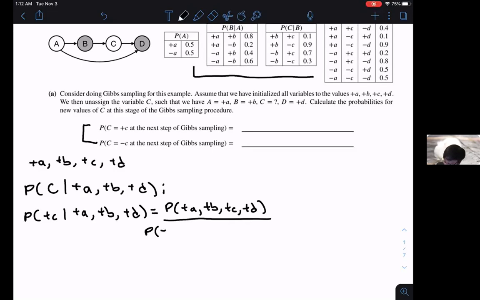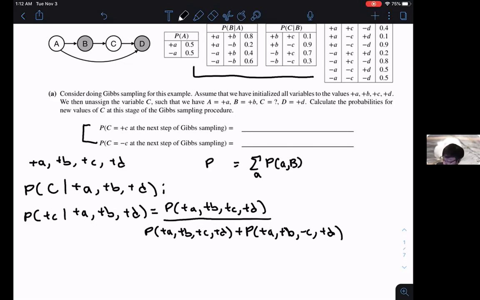The probability of plus a, plus b, plus c, plus d, plus the probability of plus a, plus b, minus c, plus d. And this comes from the fact that for a joint distribution, if I sum out over the possible values of a variable, it's equivalent to writing the distribution without that variable. This just comes from the law of total probability, where recall if I do the sum of P of A comma B over A, this is equal to P of B, since I can sum over the possible values of a variable to get the distribution in terms of the other stuff.